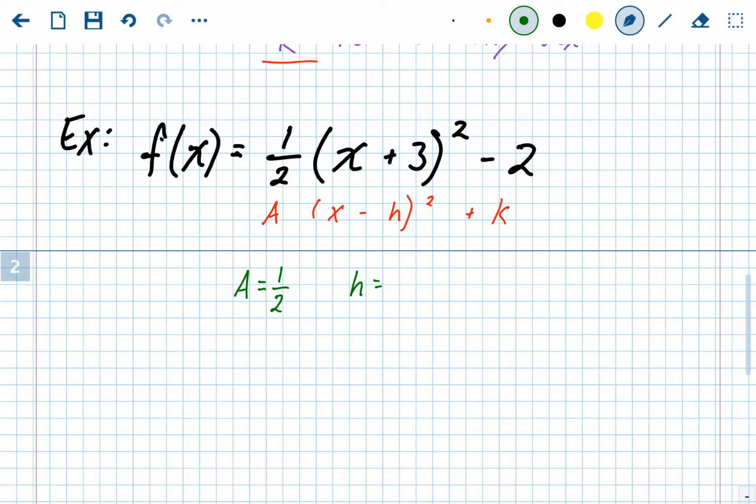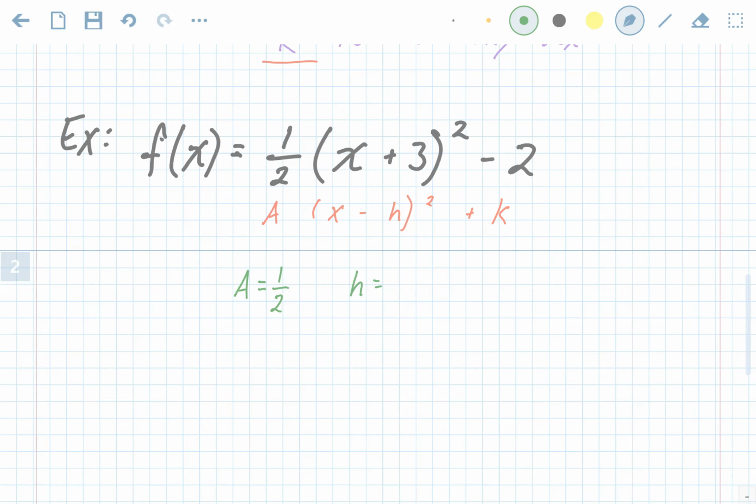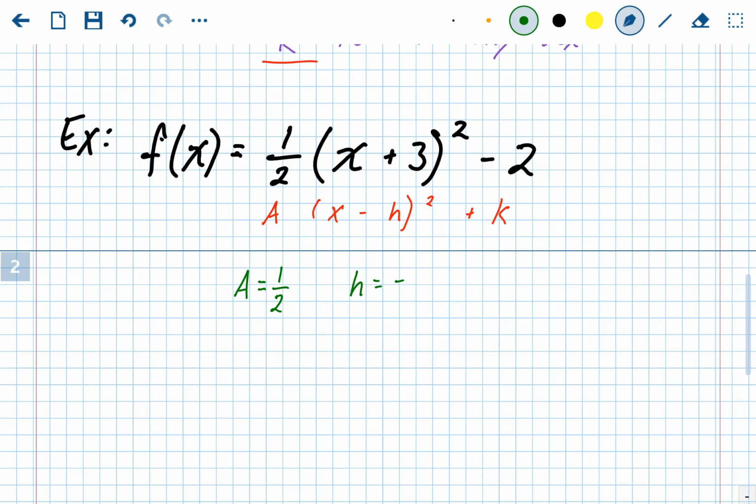The h value, now again, the h value in the formula is x minus h, but we have x plus 3. So how do you make a minus become a plus? Well, it has to be minus a negative. So your h value isn't 3, it's negative 3. It's always the opposite for the inside number. And then your k value in the formula is plus k, but we have minus 2. So your k value is negative 2. So always, it's the opposite for the inside of the parentheses, and it's just whatever's outside.